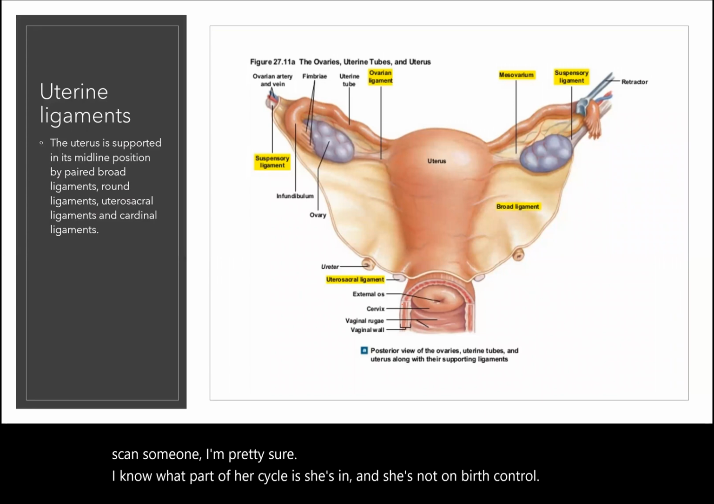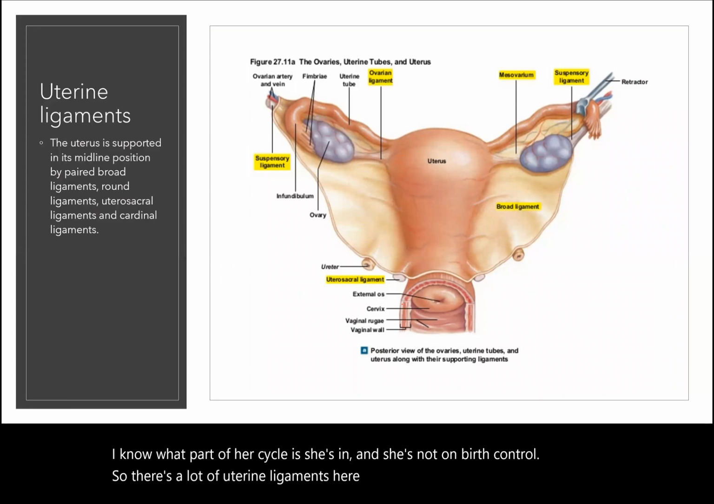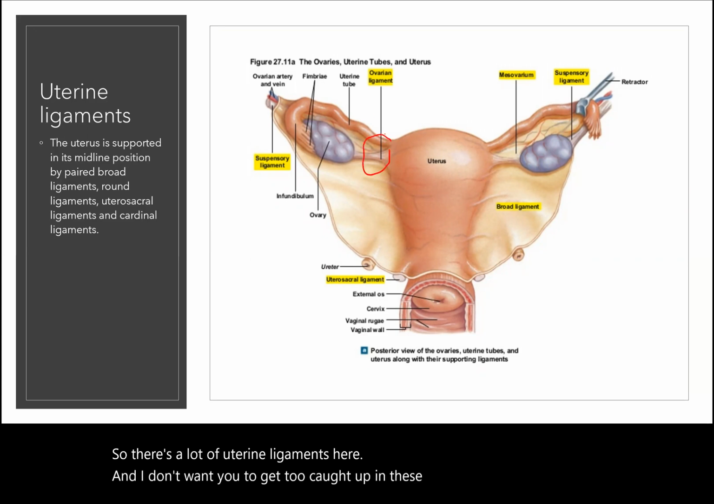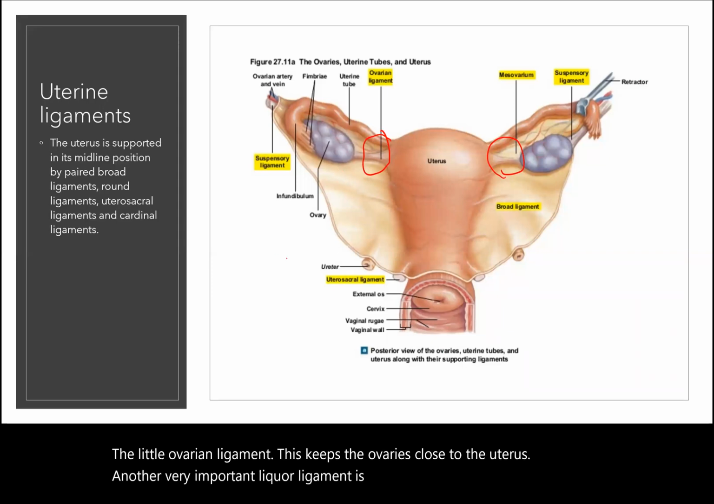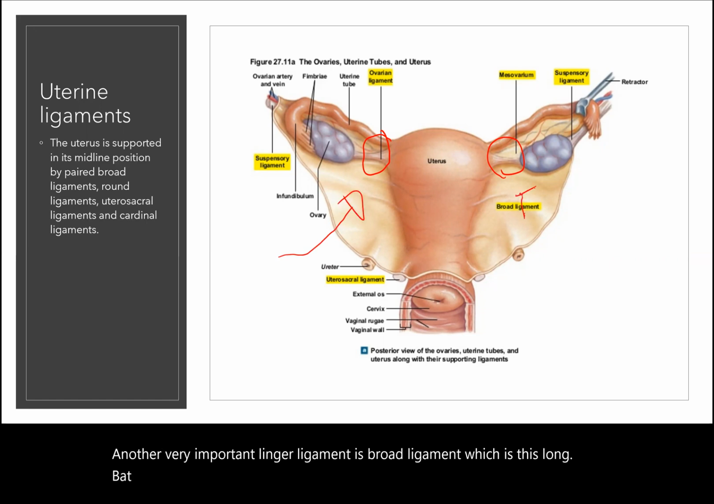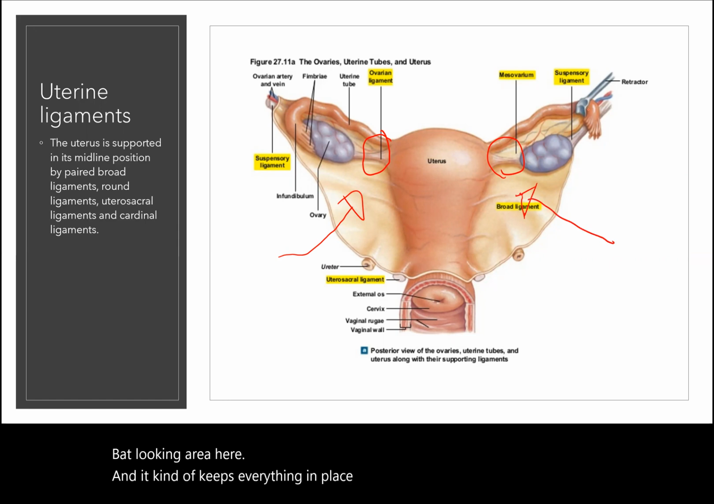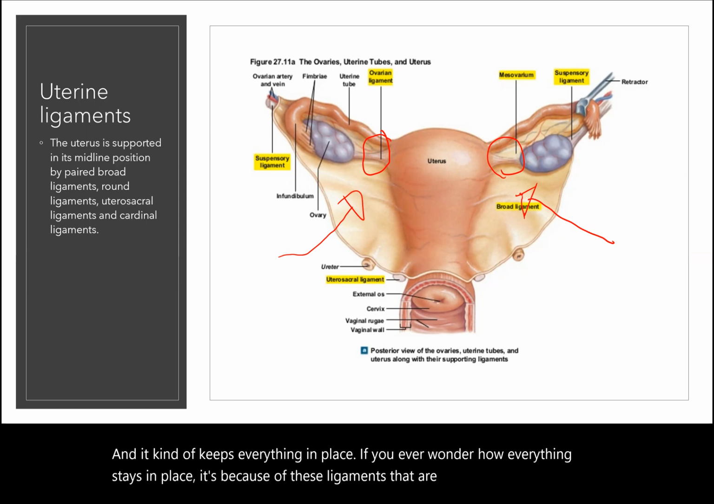So there's a lot of uterine ligaments here. And I don't want you to get too caught up in these, but this one's important. The ovarian ligament, this keeps the ovaries close to the uterus. Another very important ligament is the broad ligament, which is this long bat-looking area here. And that kind of keeps everything in place. If you ever wonder how everything stays in place, it's because of these ligaments that are all in our pelvic cavity.